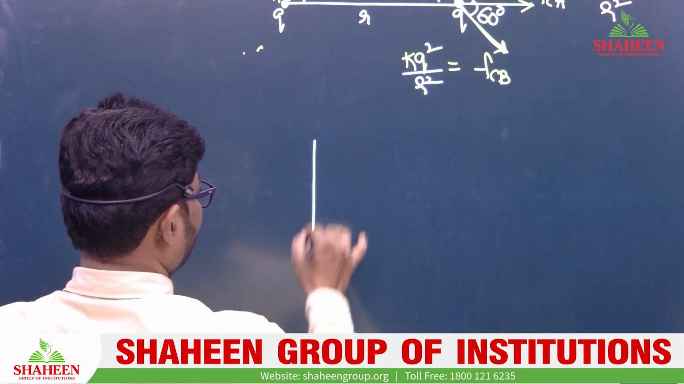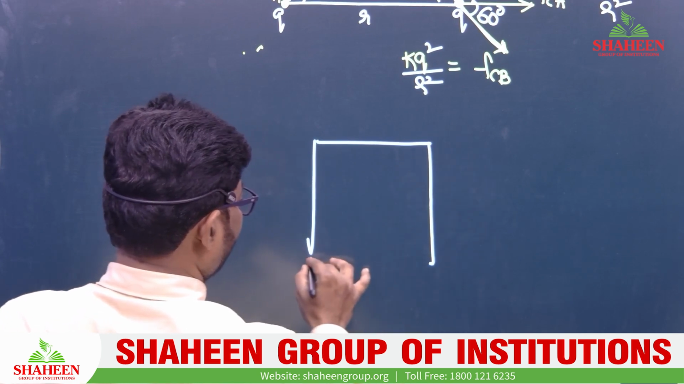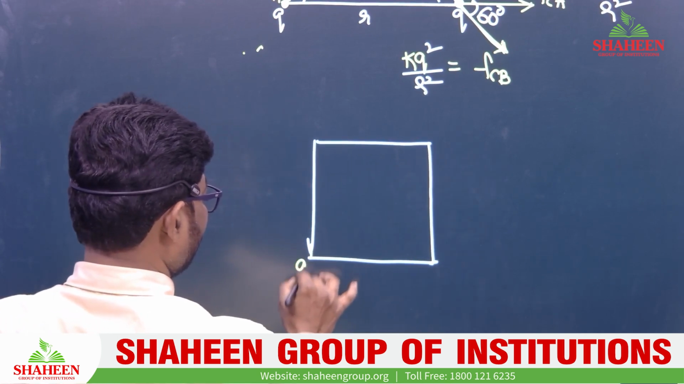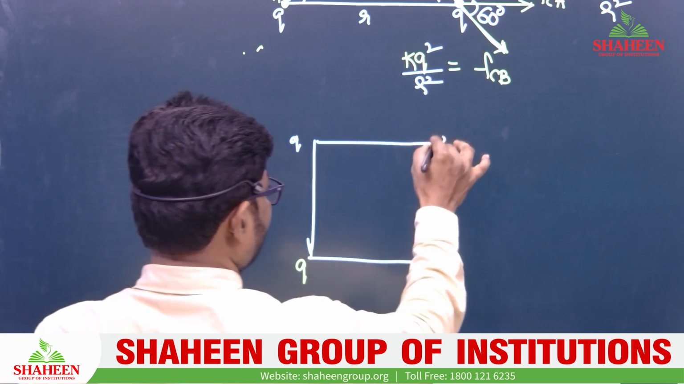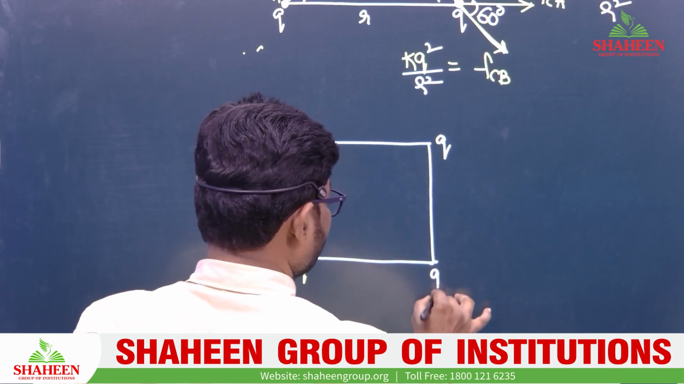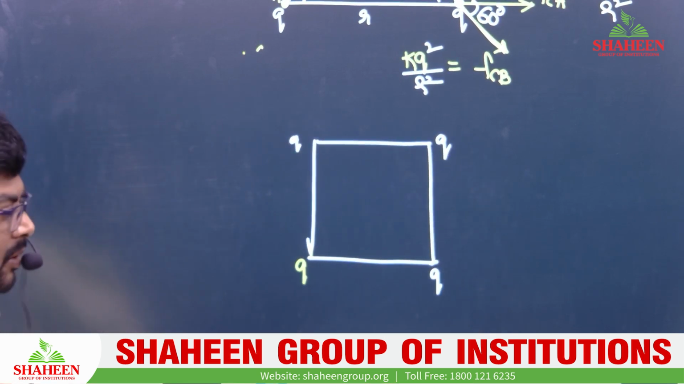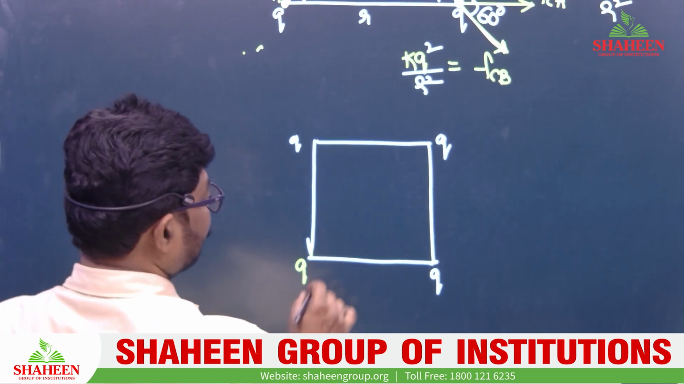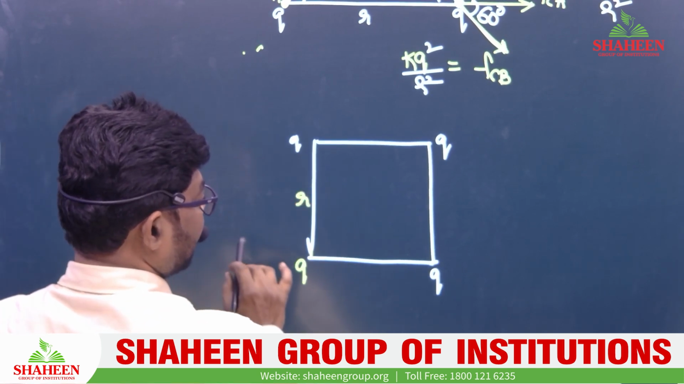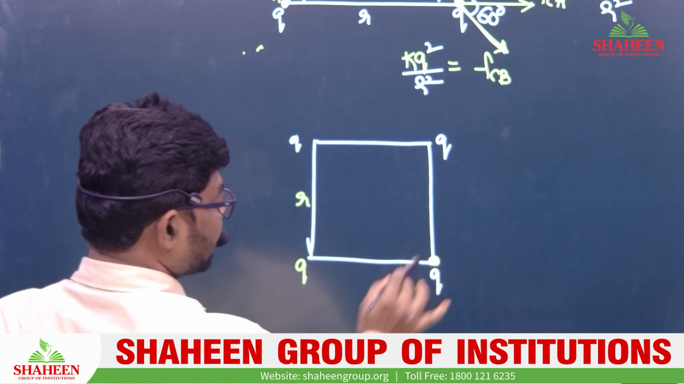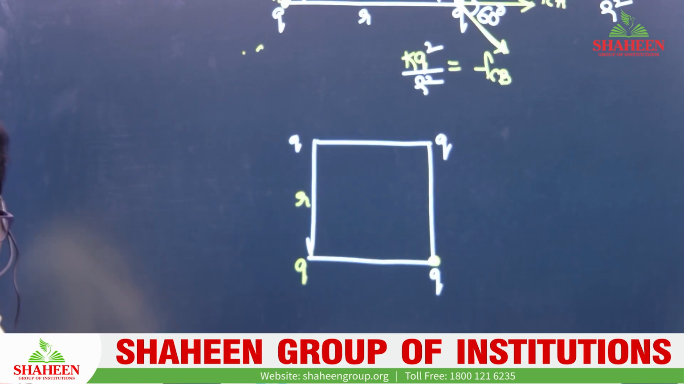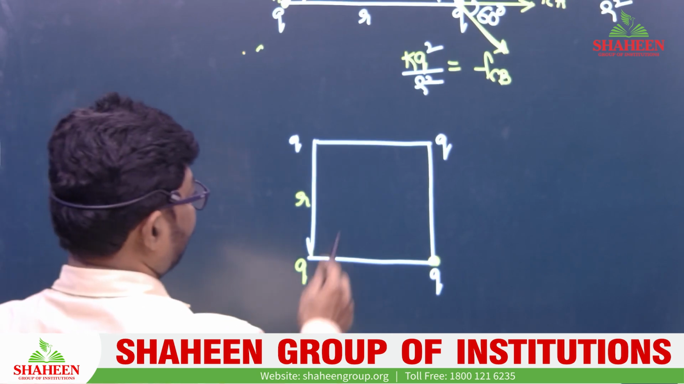There is a square. Four charges are placed at the four corners of the square. Each side is r. Find the force on any one of the charges.